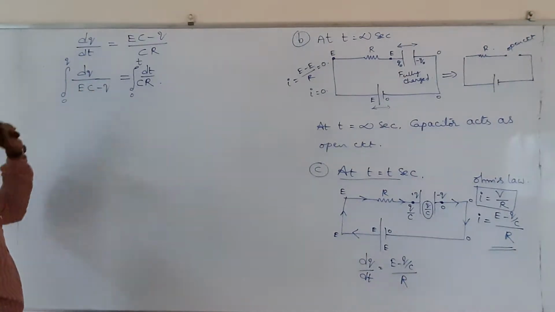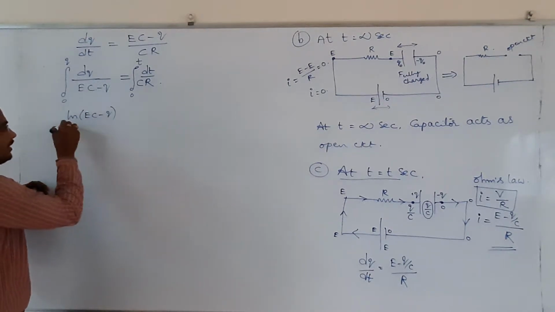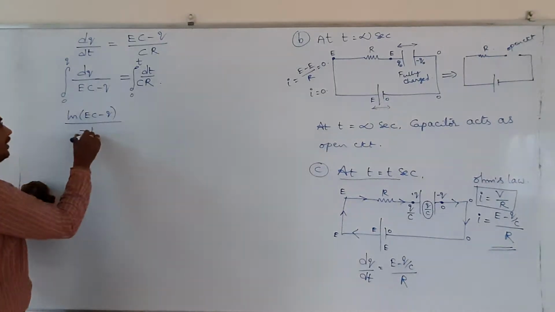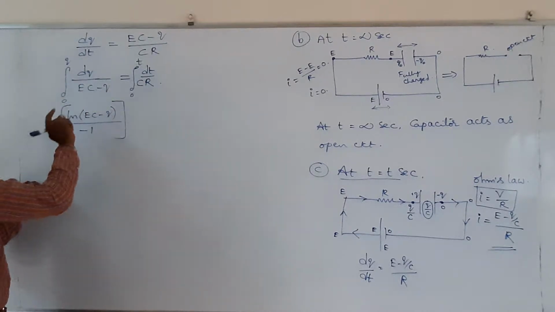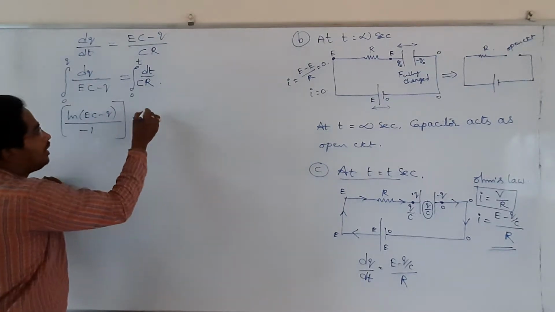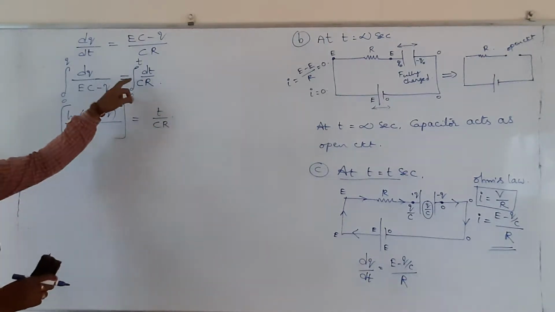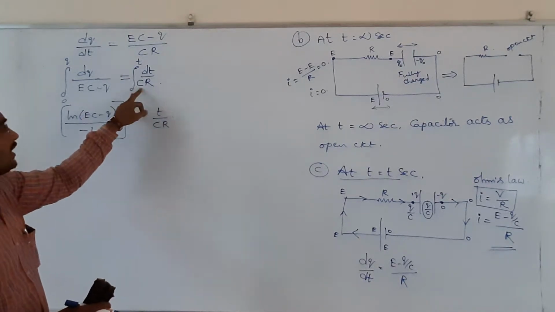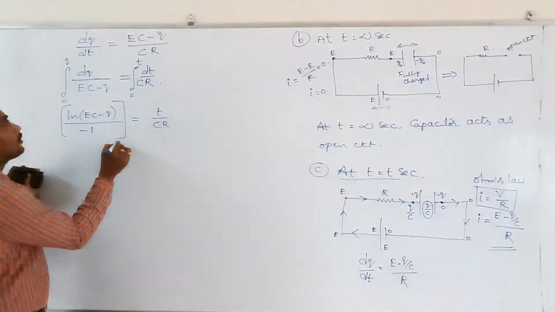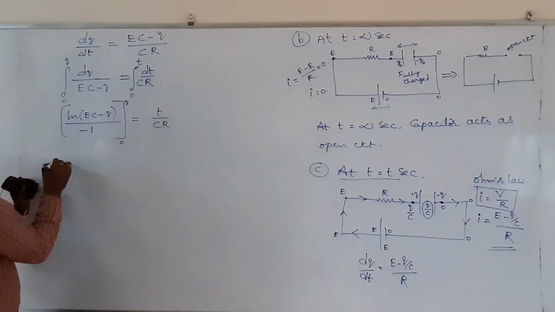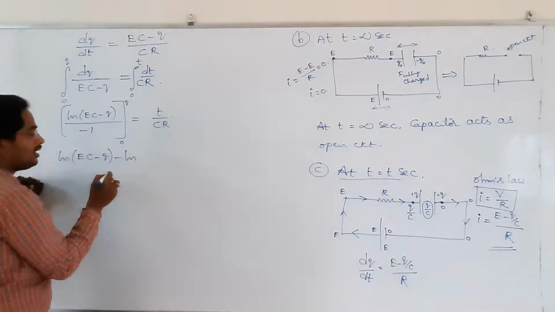Now what are we getting? It is the ln of (EC minus q) by minus 1, the integration of this, and that's equal to t by CR. Integral dt means t only. So if you apply the limits, we get t by CR. Here the limits are 0 to q. If you apply the limits, we shall get ln of (EC minus q) minus ln of the q value.